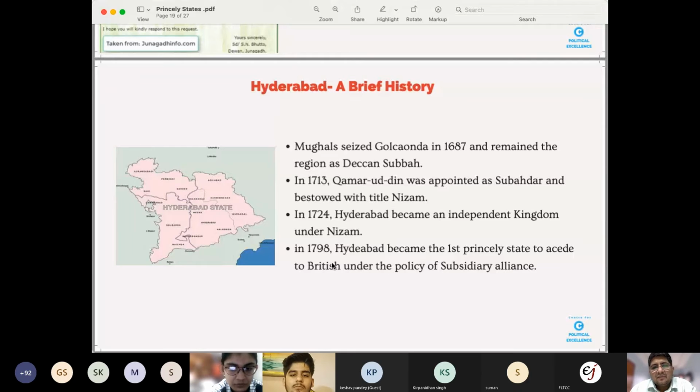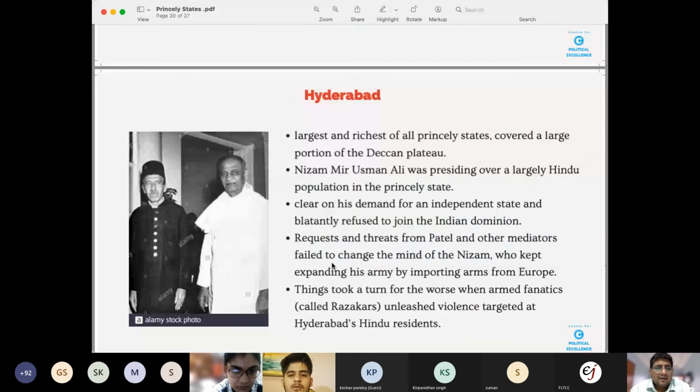And by 1798, Hyderabad was the first state to join the British under their policy of subsidiary alliance. Now, coming to modern Hyderabad, the photo that you see on the left is Sardar Vallabhbhai Patel, and on the side of Sardar Patel is the last Nizam, Mir Usman Ali. It was a very large state. He was one of the richest persons in the world, going by his fortunes during that time. He had a desire to remain independent, or to join India. He was requested by Patel, and other negotiators were also sent by the Indian government and even by the British, but he did not succumb to any of those pressures, and he said that he wanted to remain independent.